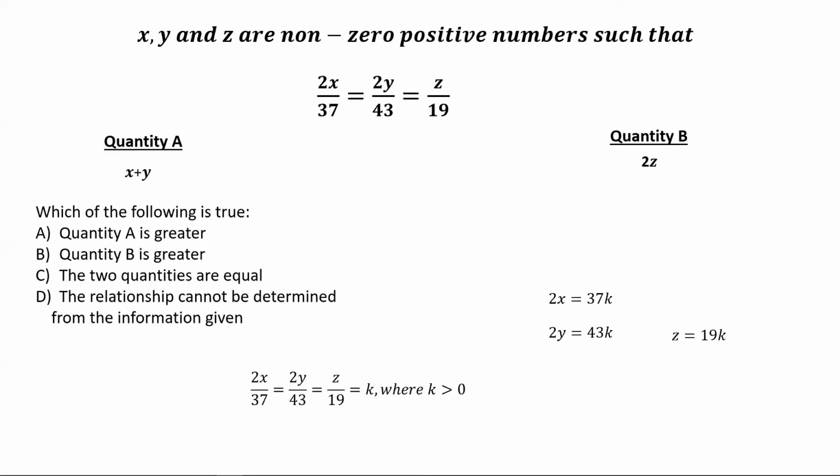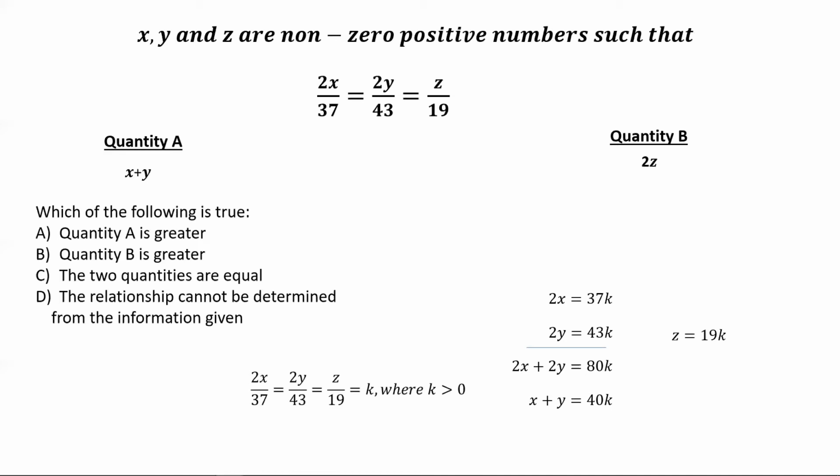Now, if we look at the quantity A, it's x plus y. If we sum up 2x and 2y, then we get 80k. So that's a simple sum of those two quantities in terms of k. And then if we divide by 2, we get x plus y. So we have the quantity A.